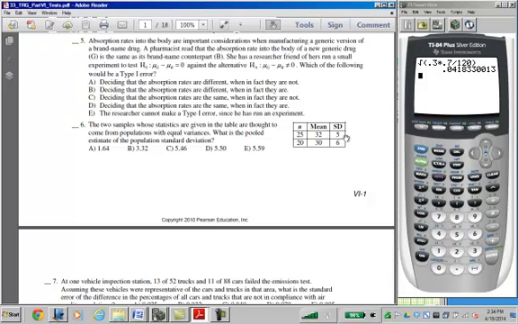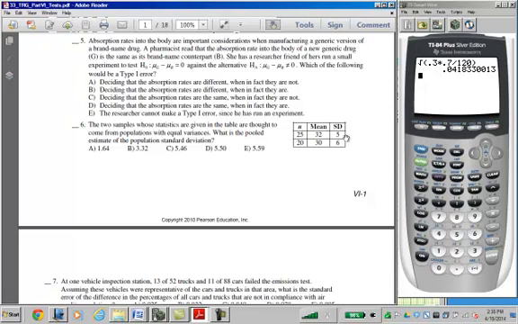That would be deciding that they are the same when in fact they are not. That would be a type 2 error, failure to reject the null when the null is not true. Deciding the absorption rates are the same when in fact they are, that would be a correct conclusion. That would not be an error.